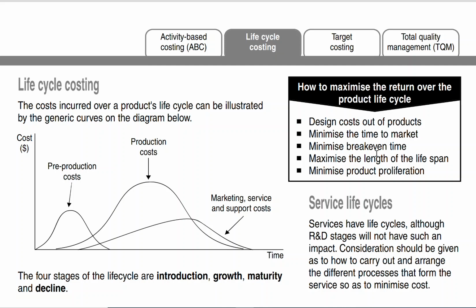Minimize break-even time, which means earn your money back as soon as possible. The sooner you receive your money, the better it is, the less risky it is. Maximize the length of the lifespan, which means increase the life cycle of the product. How can you increase the life cycle of the product? During the life, you can make little changes to the product. For example, you can offer discounts, minimize product proliferation.